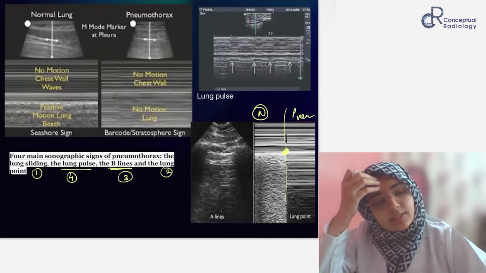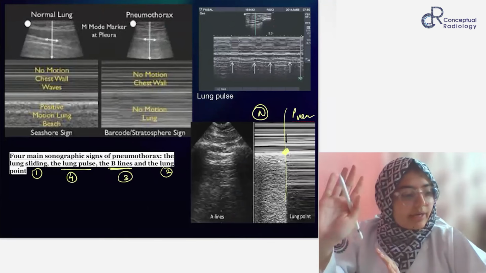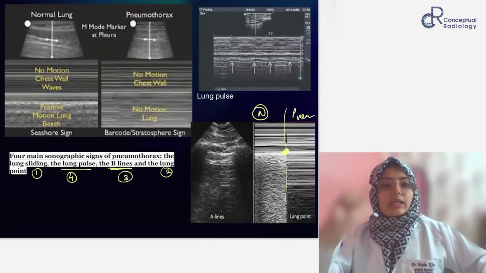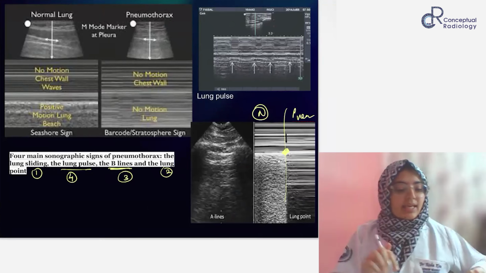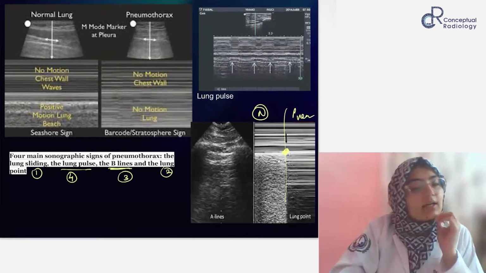So these are the 4 signs. Now you will ask me what is lung pulse. Very simple. Let's not complicate things. I will read out one small paragraph. Listen carefully. I've written this down in the simplest language possible, and then I'll try to explain again.